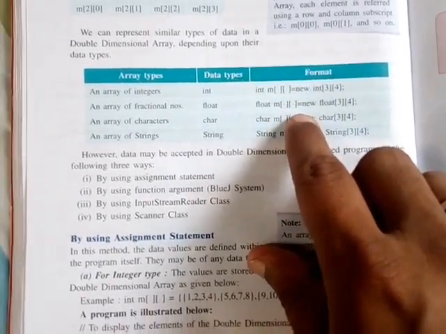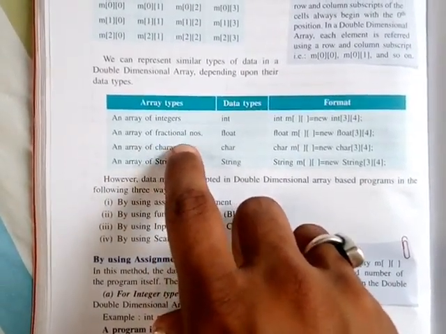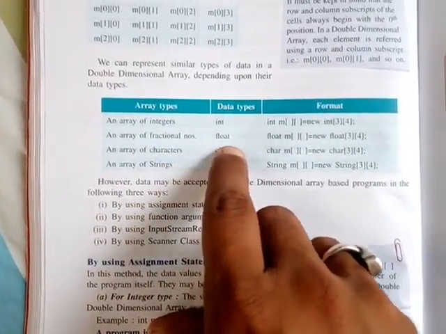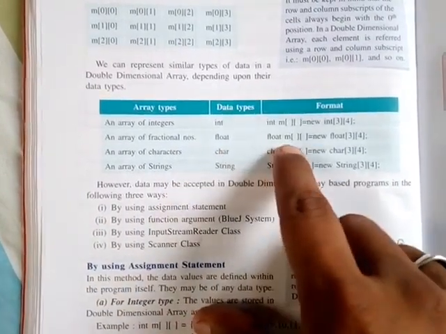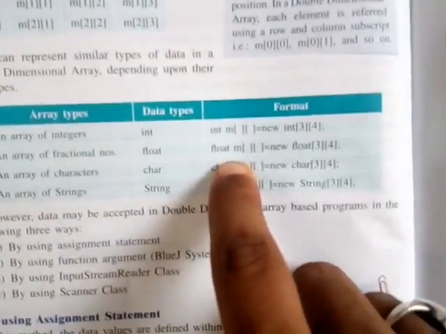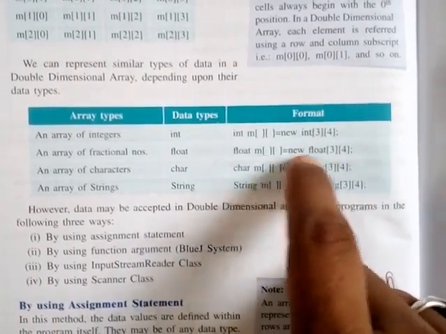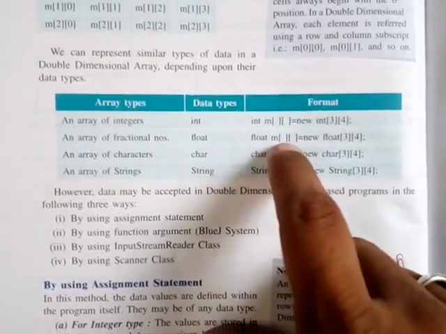Now this one, see, an array of fractional numbers or float. This is float m, that means this array is of float type. Float m equal to new float[3][4]. That means a total of 12 float values we can enter.